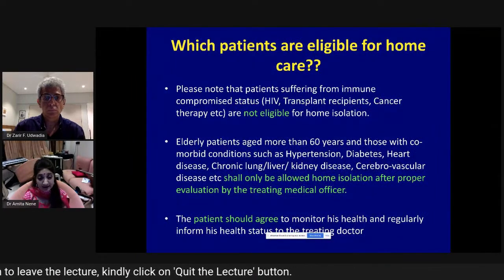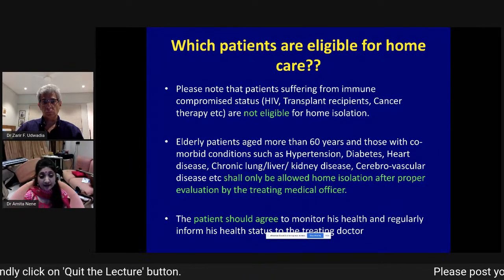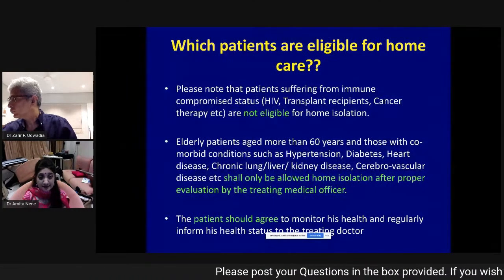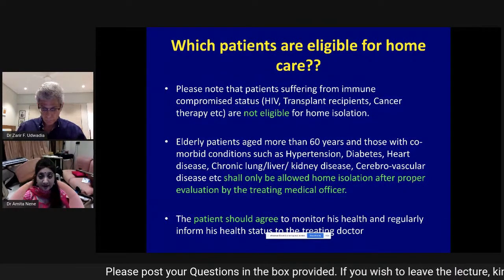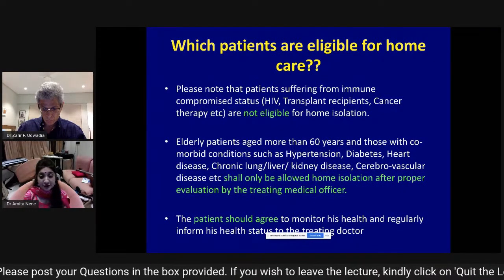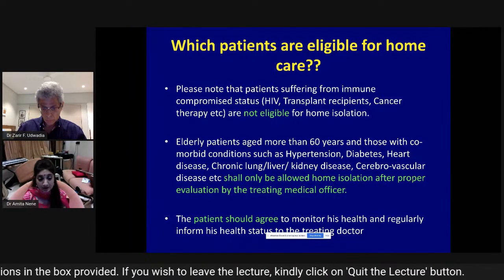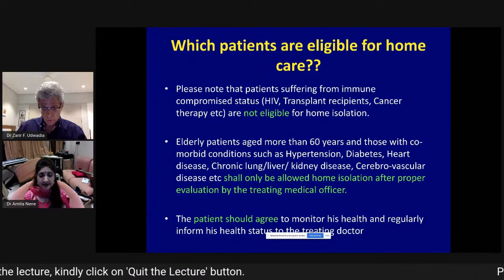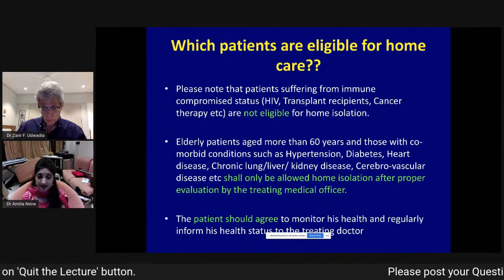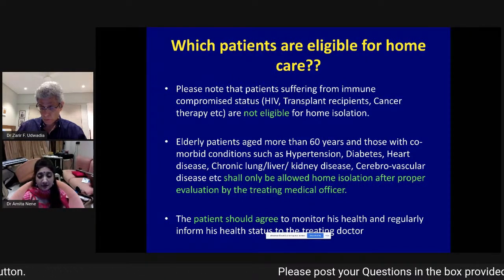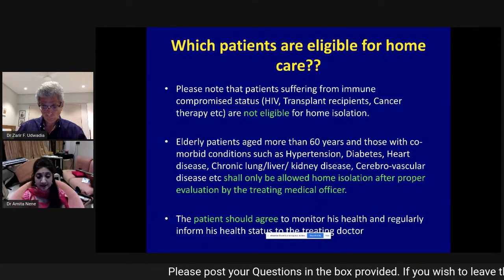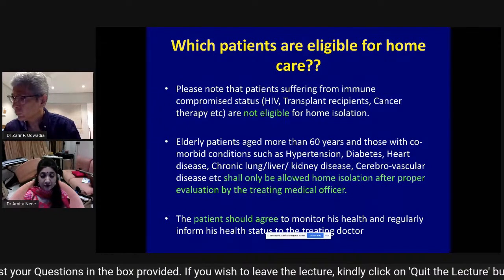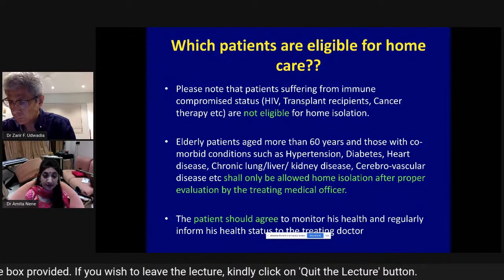We need to understand that patients who are immunocompromised, that means patients who are HIV positive, who are transplant recipients, who are on cancer therapy at present, are not eligible for home isolation. Also, elderly people more than 60 years of age and those with comorbidities like hypertension, diabetes, heart diseases, chronic lung, liver, kidney diseases, or cerebrovascular diseases should be allowed home isolation after proper evaluation by the treating medical officer.